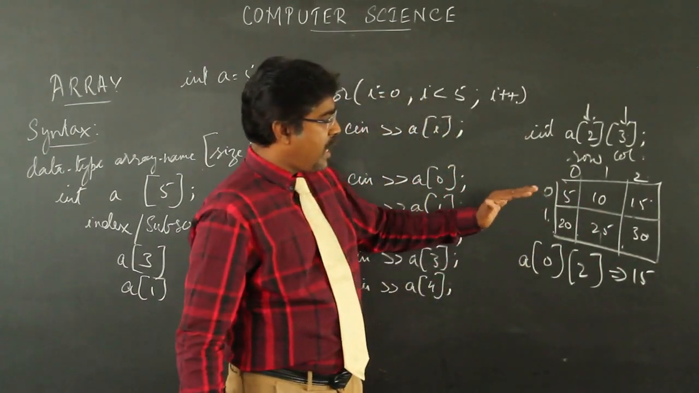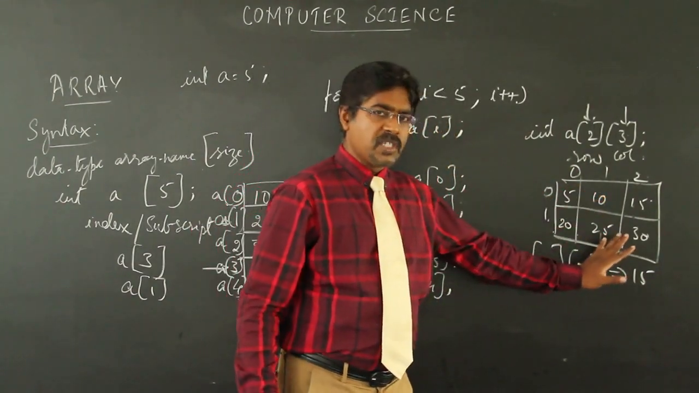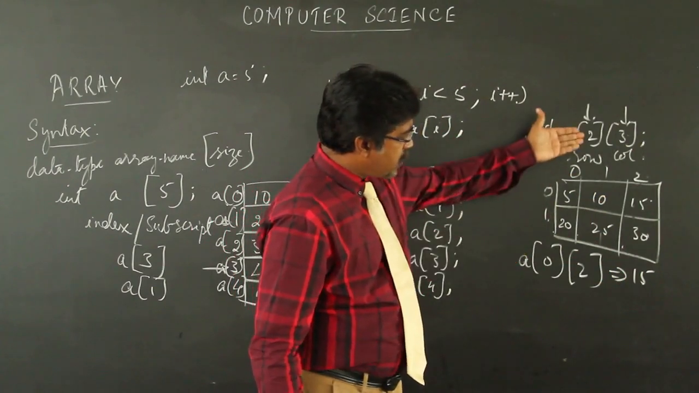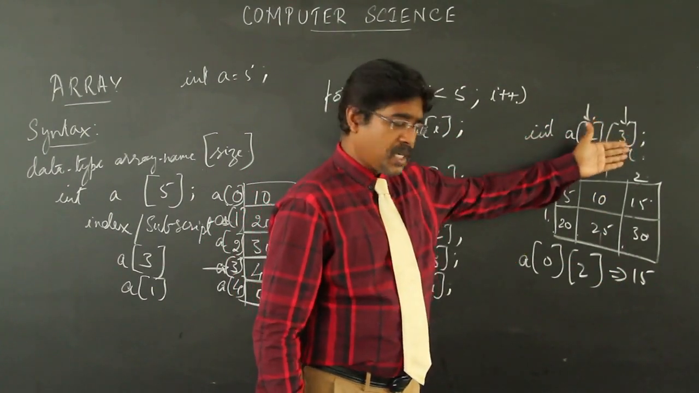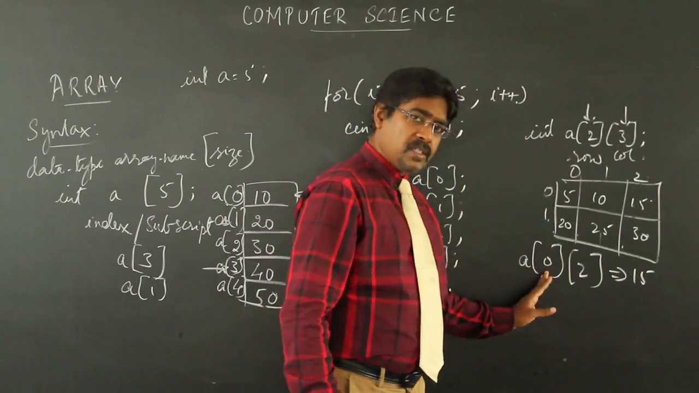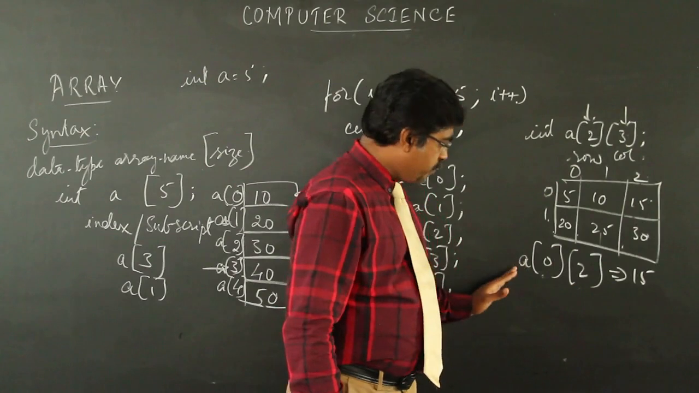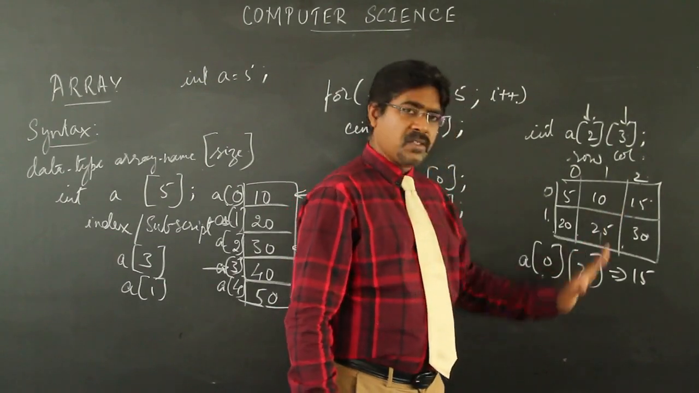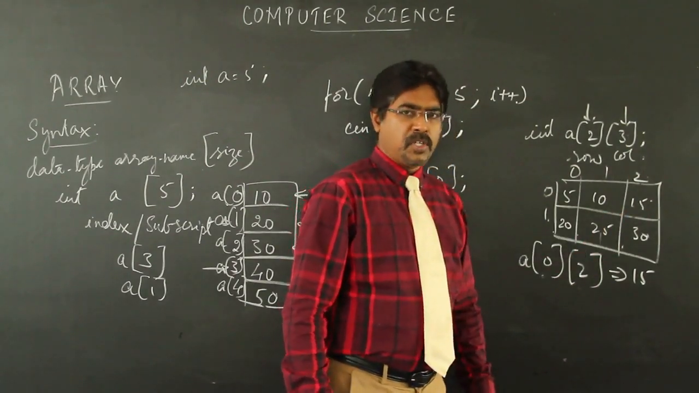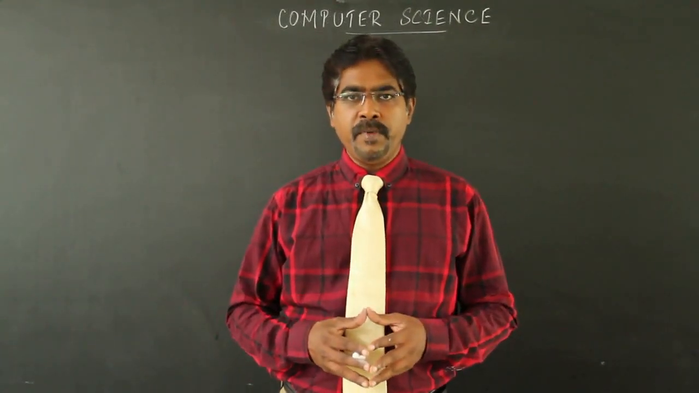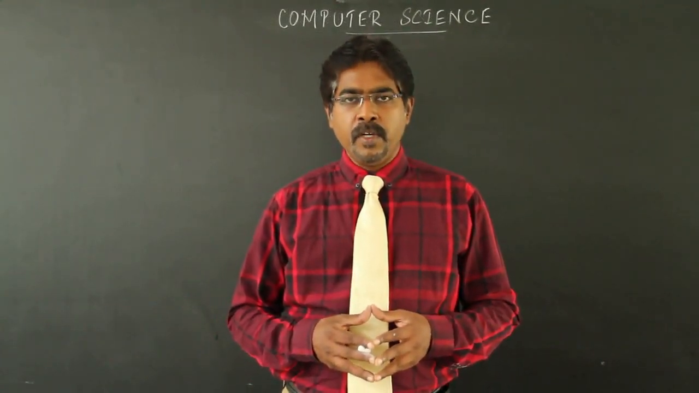Whenever we want to access any element in a two-dimensional array, we will be using the array name, the first subscript as well as the second subscript. The first subscript indicates the row and the second subscript indicates the column. By using these two only, we can access the elements of a two-dimensional array. The next topic we will be discussing will be structure.